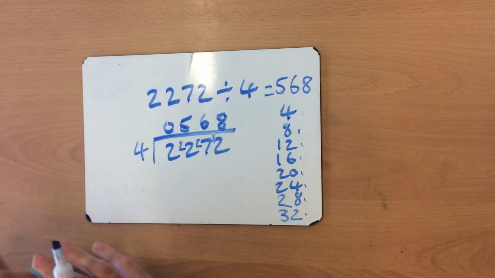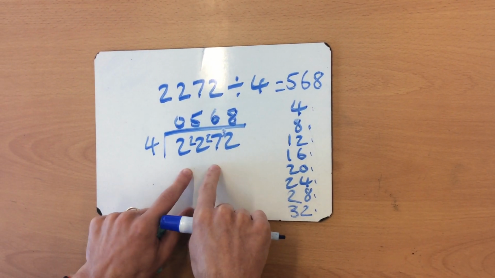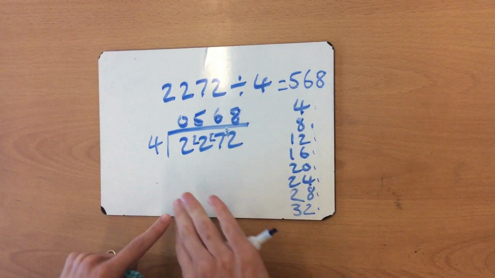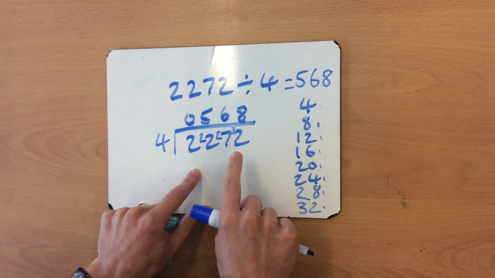568. Now, just to reiterate, you would use this exact same method whether this number here was 3 digits long, 5 digits long, 6 digits long, 100 digits long. You do the same method.